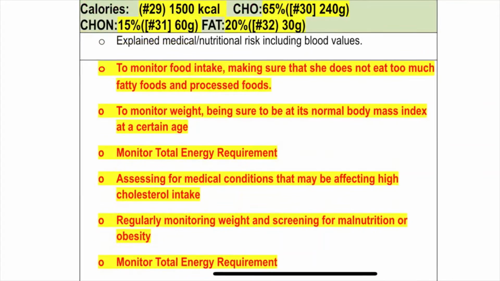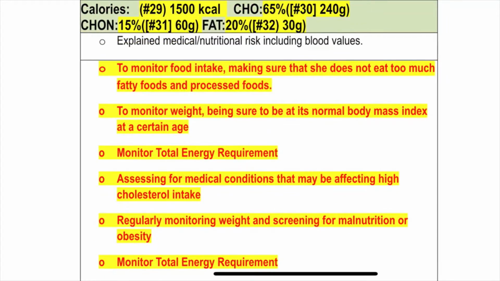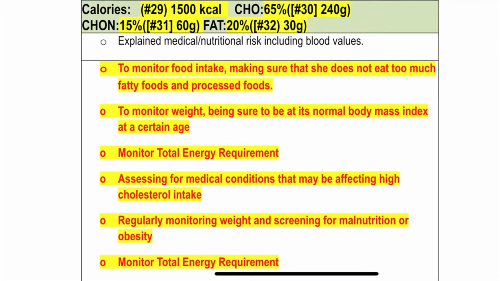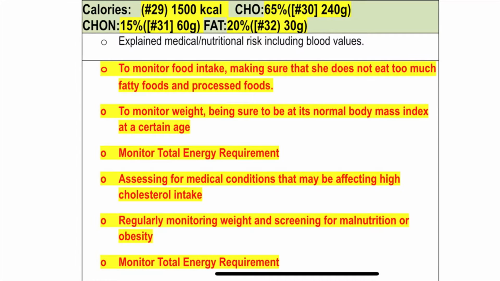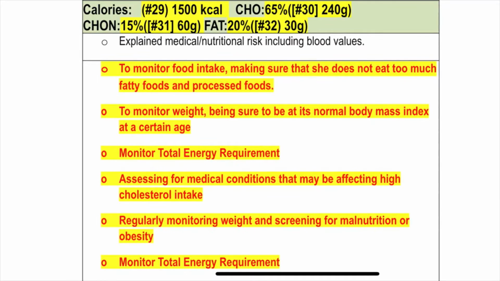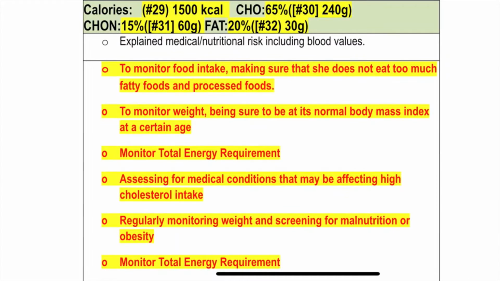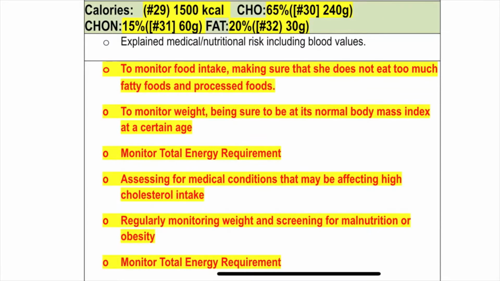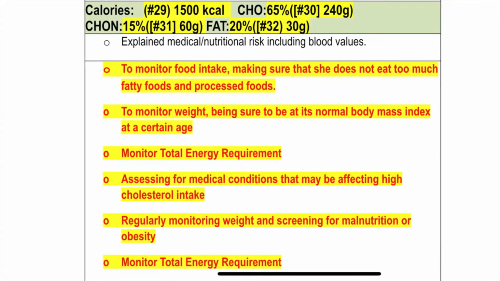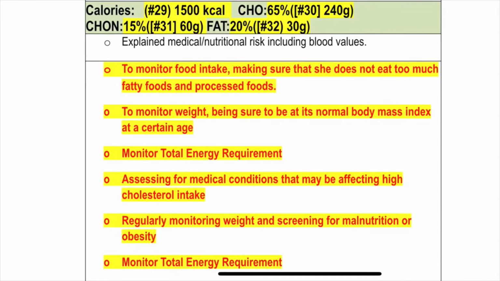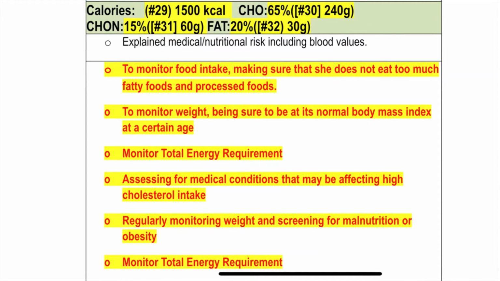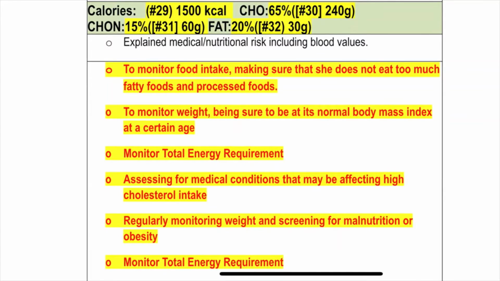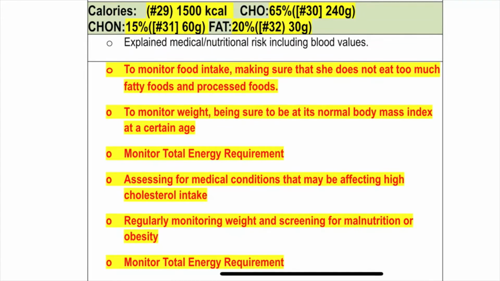So for her calories, she needs to consume at least 1,500 calories a day, and her CHO is 65% or 240 grams. Her protein is 15% or 60 grams, and for the fat 20% or 30 grams. So she needs to monitor her food intake, making sure that she does not eat too much fatty foods and processed foods since she is already 65 years old.